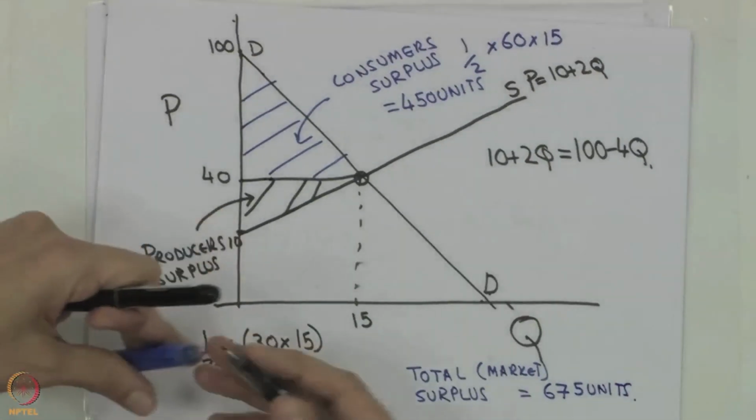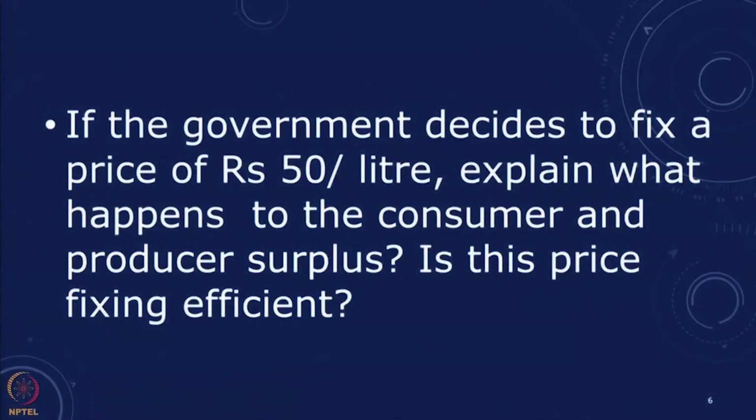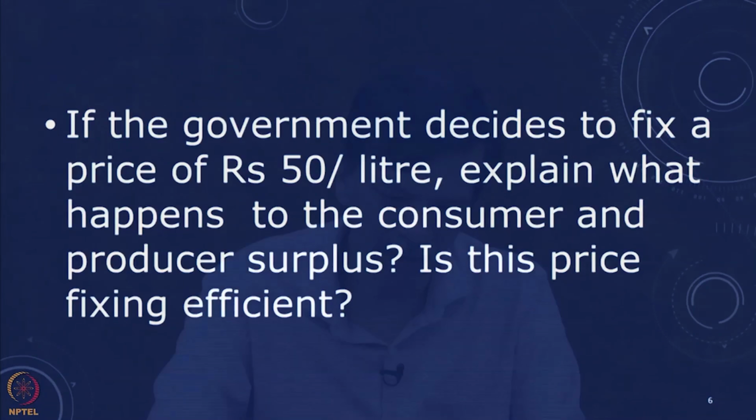So we have solved this, we have got the equilibrium point and the total surplus, and the consumer and the producer surplus. Now the question is that if the government decides to fix a price of, let us say, rupees 50 per liter, explain what happens to the consumer and producer surplus. Is this price fixing efficient from an economic viewpoint?